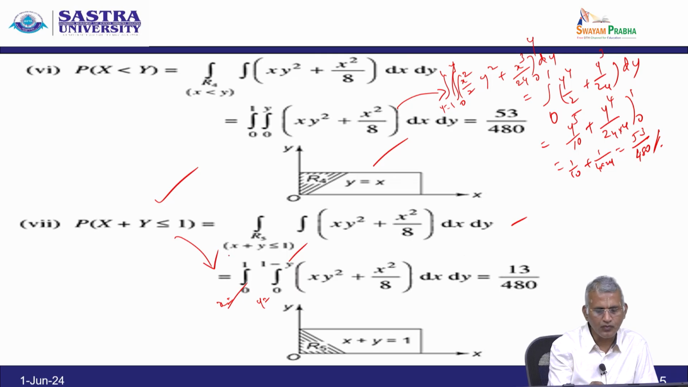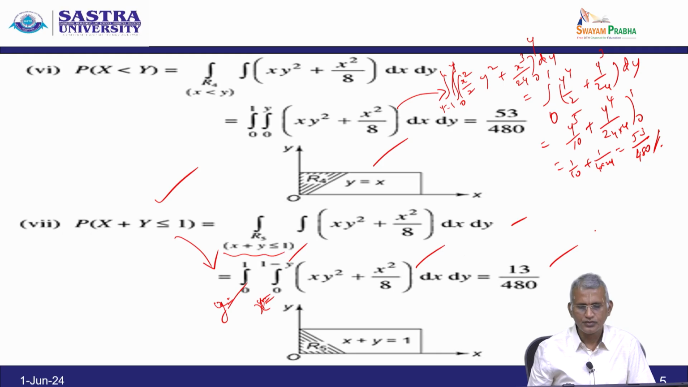So this is x plus y less than or equal to 1. If you take x equal to 0 and y equal to 0 to 1, with respect to x first you have to integrate, and then put the limits 0 to 1 minus y, and then y equal to 0 to 1. We have 13 by 480. So this is the way we can do the problem.